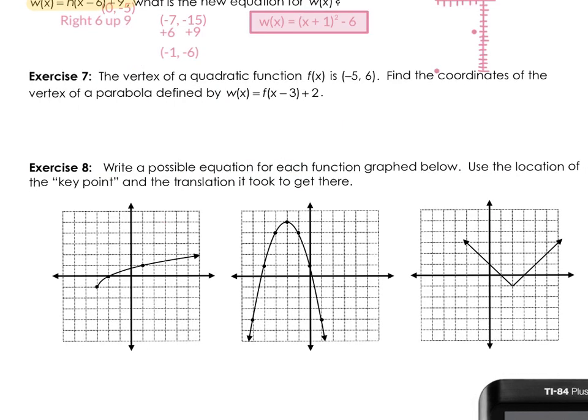Okay, exercise 7 says that the vertex of a quadratic function f of x is (-5, 6).